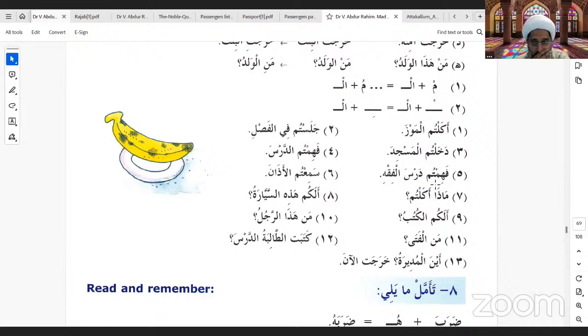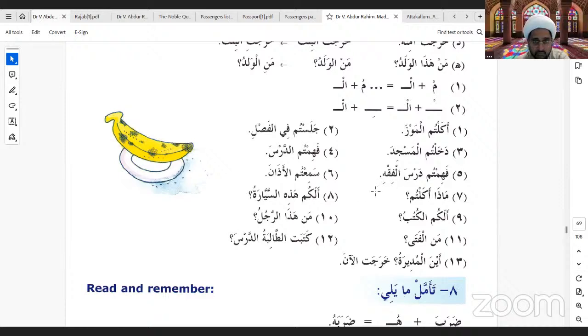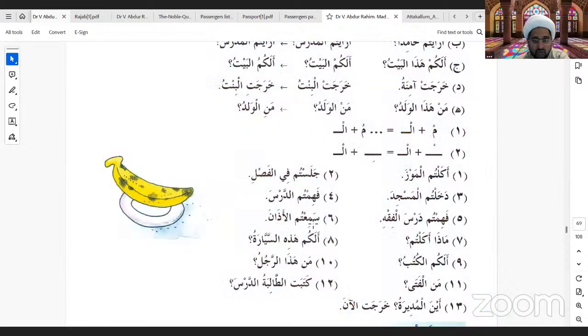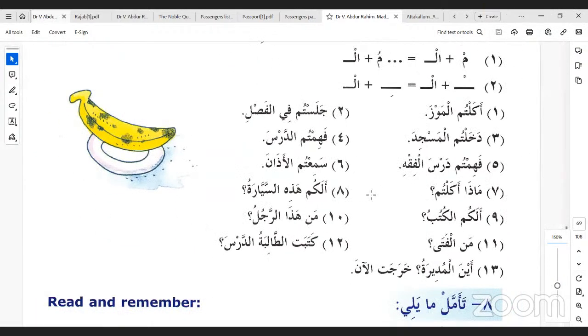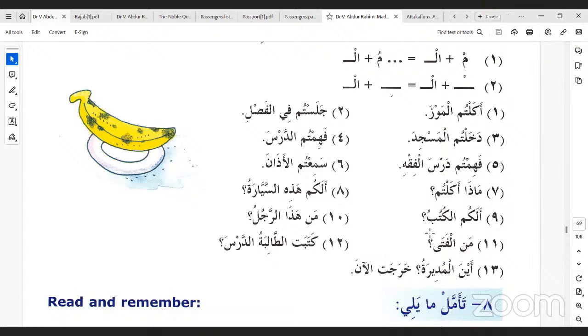Fahimtumul darsal fiqh. You understood the lesson of fiqh. Correct. And then the next one is a bit confusing for me. Number 6. Sami'tum. Sami'tumul adhana. You heard the adhan. Yep. So this one here, you read it. There's no changes in this as well. In number 7. Okay. So it's the same.